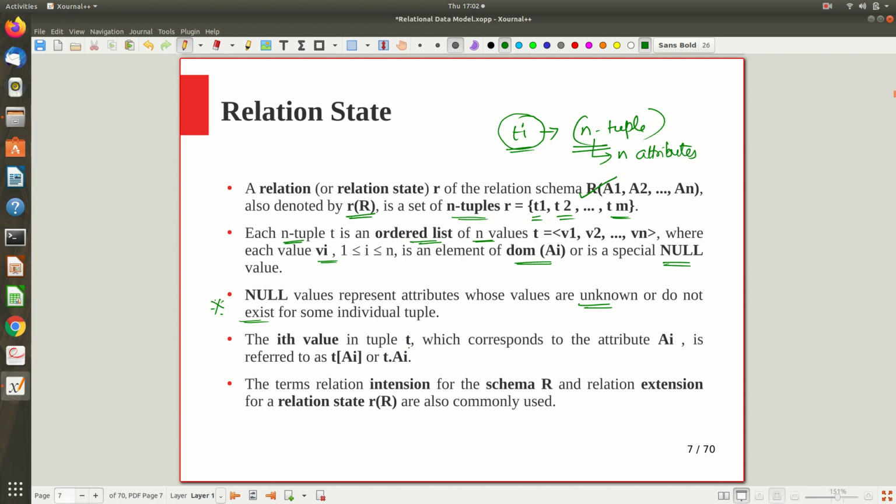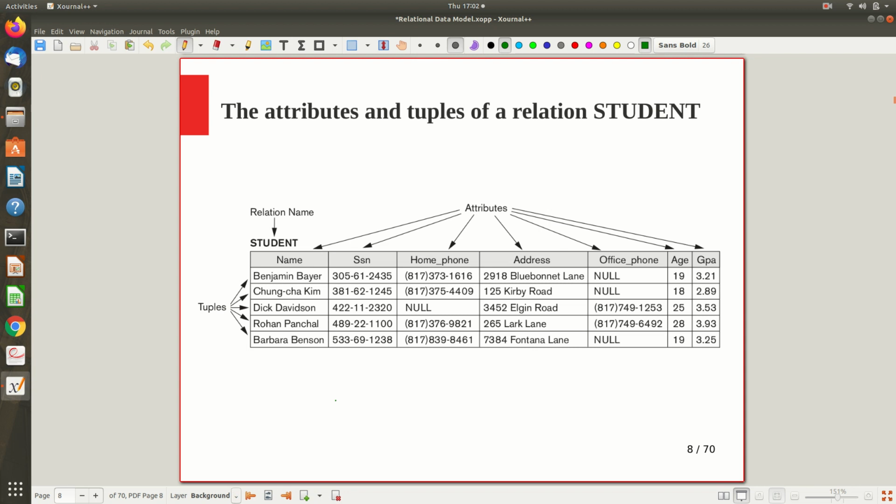So the ith value of a tuple t: you look at any tuple, for the attribute Ai the corresponding ith value, that is vi, you can denote like t of Ai. So look at the row tuple t, and you can visualize it like an array: what is the value corresponding to the attribute Ai? Or you can also denote it like t dot Ai. We will see an example and I will tell you if you have any confusion. The terms relation intension and extension, hope you remember these terms also. Intension corresponds to the structure or the schema, and extension corresponds to the state of the relation. So that also we can apply here.